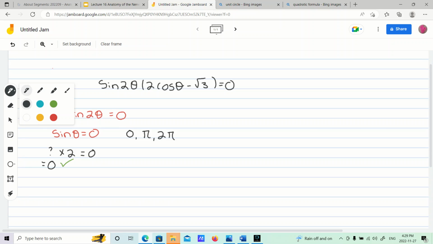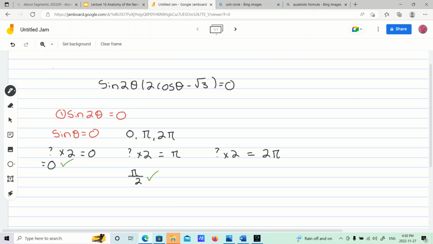Okay, for the second one, a certain number times 2 must equal pi, because we know that pi will get it to 0. So what number times 2 will get you pi? Pi over 2. That's why this is a valid answer. For the third one, a certain number times 2 is 2 pi. And that number is pi. And again, that's why pi is a valid answer. Not because it's up here, but because when you double it, you get 2 pi.